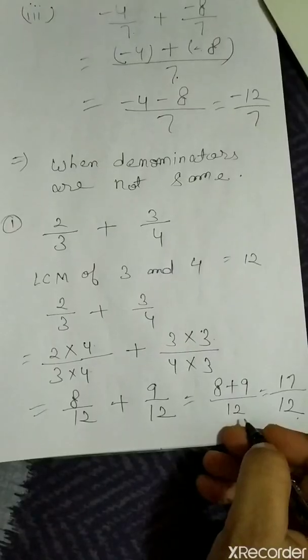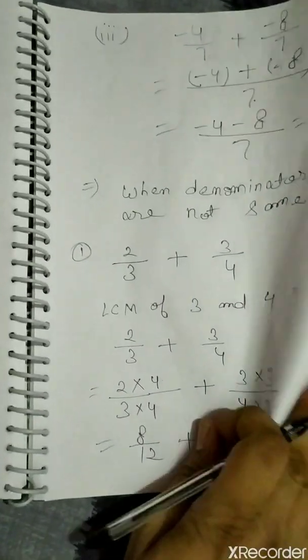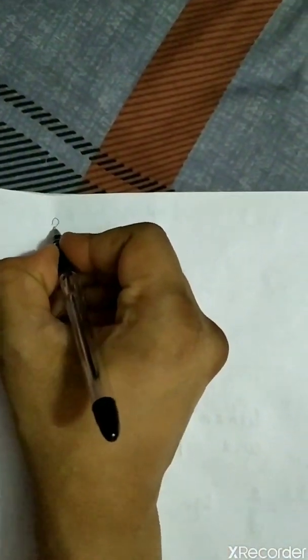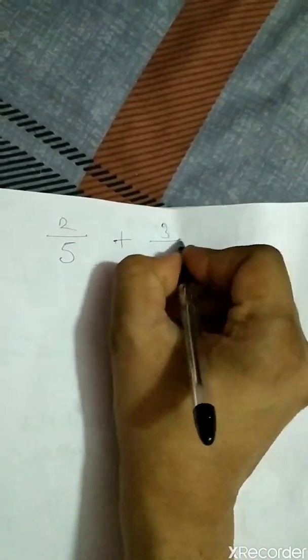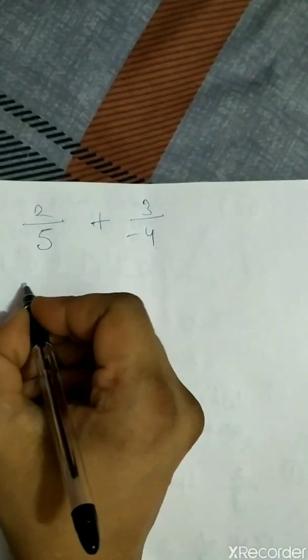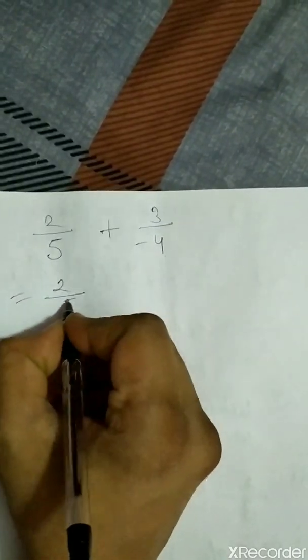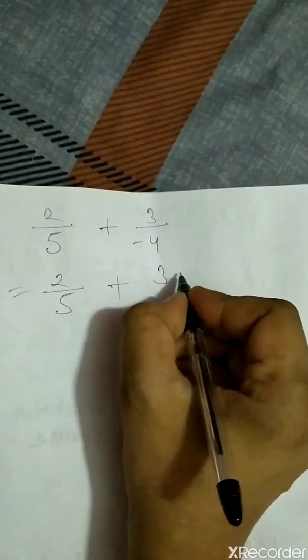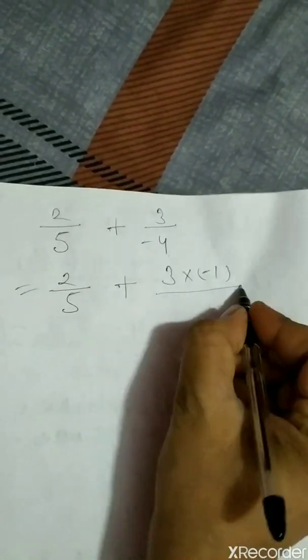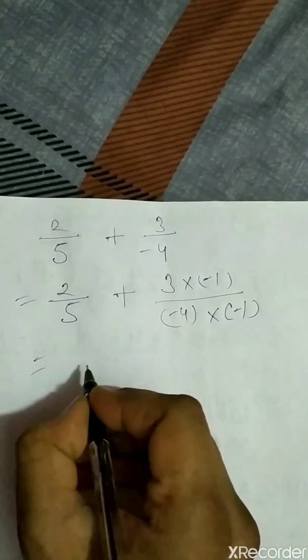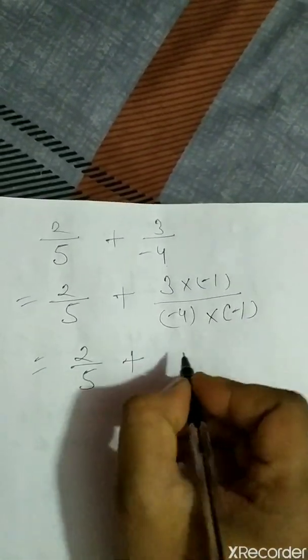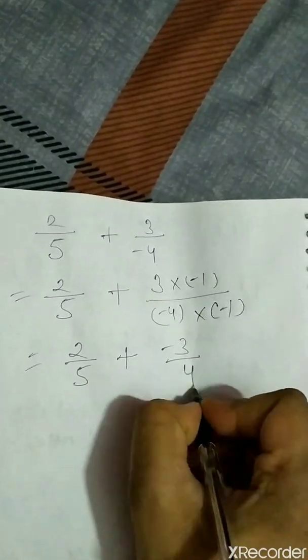Okay. Now one more method we have here. If the question is given, add 2 by 5 plus 3 by minus 4, the denominator is negative, so make it positive first. You will write the number as 2 by 5 plus 3 into minus 1 by minus 4 into minus 1. Directly also you can transfer. So it is 2 by 5 minus 3 by 4.